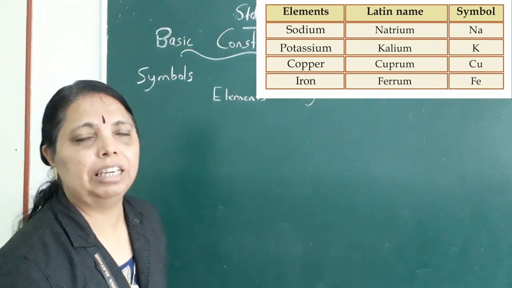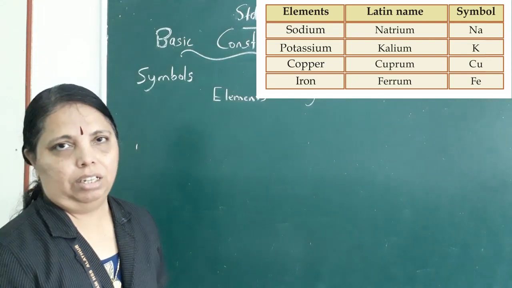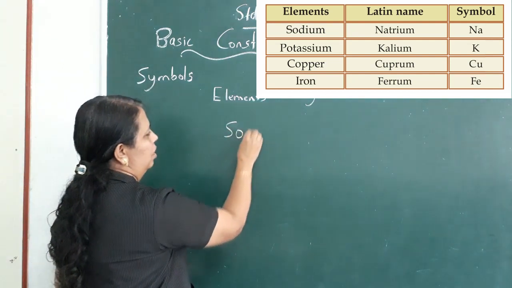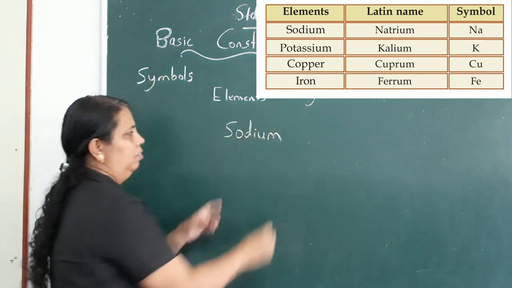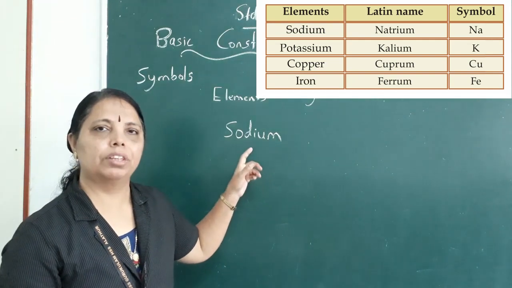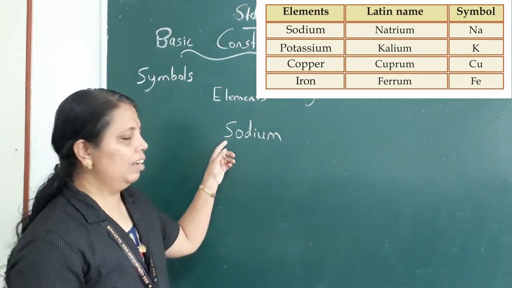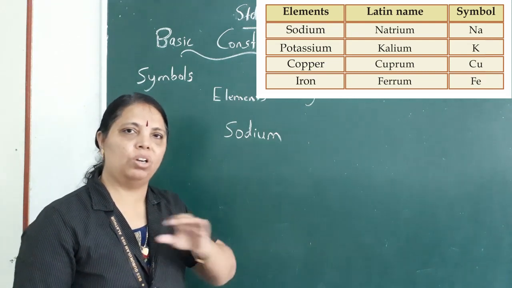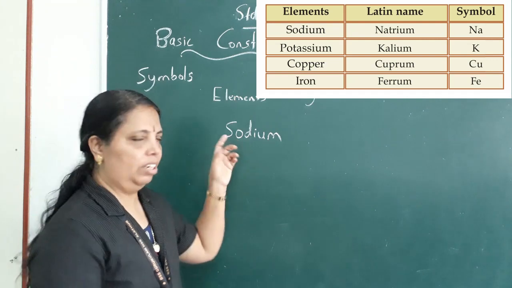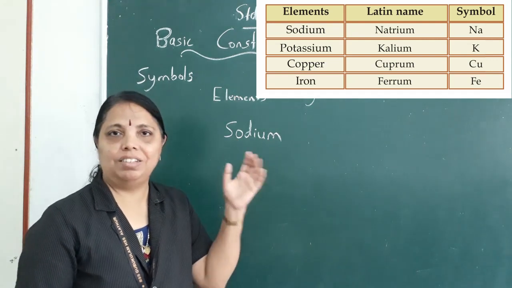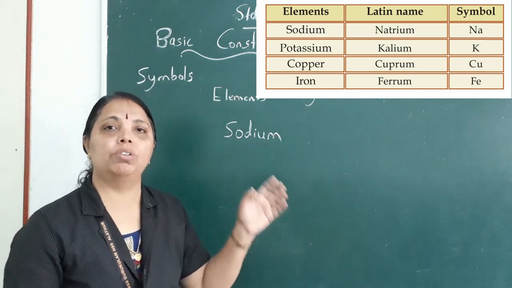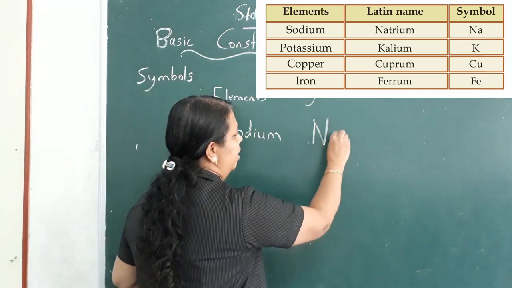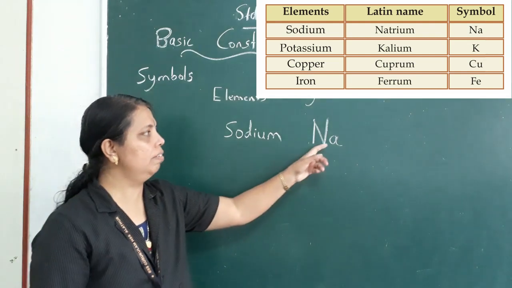Now the third table given in the book. Before that I will teach you something. You have to listen to me. Now this is the element sodium. The first letter is S, but the symbol for sodium is not S. It is not SO. It is not Sd. The symbol for sodium is something totally different: Na, capital N, small a.